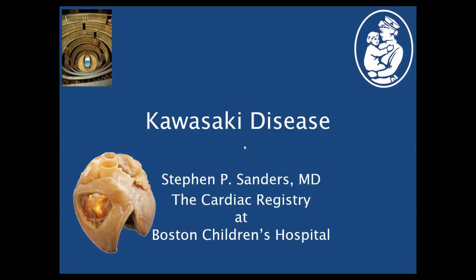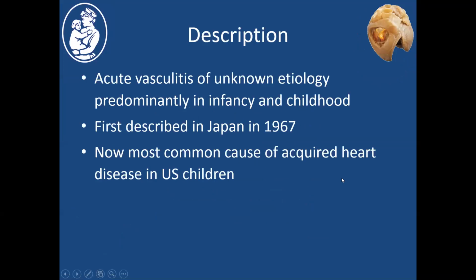So Kawasaki disease. There we go. Kawasaki disease is an acute vasculitis. We don't know the etiology of this. It predominantly occurs in infancy and childhood, somewhere after 2 or 3 months of age, and usually before 5 to 6 or 7.